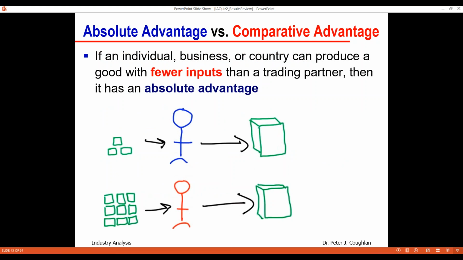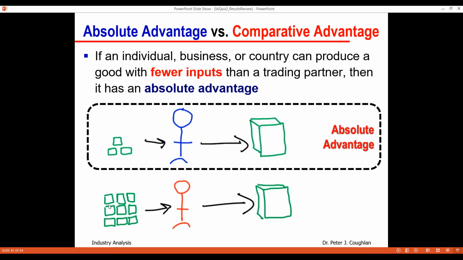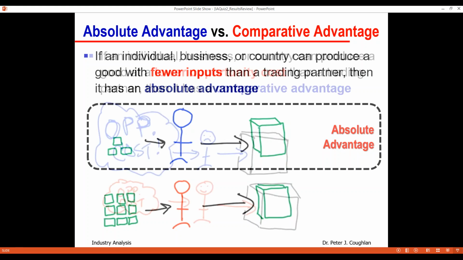So if an individual business or country can produce a good with fewer inputs than a trading partner, then it has an absolute advantage. That's the notion of absolute advantage. So here, they're each trying to produce this box, right? Blue man, red man, each trying to produce this box. Now one takes 3 inputs, one takes 9. So therefore, the blue guy has an absolute advantage. Maybe these are hours, maybe it takes only 3 hours, for example. It takes fewer inputs for the blue man to produce it than the red man, therefore blue has an absolute advantage.